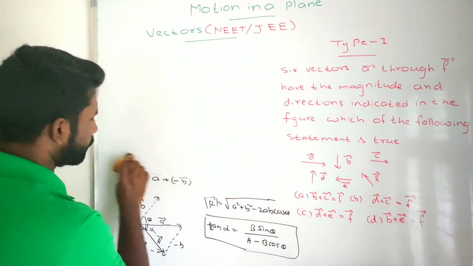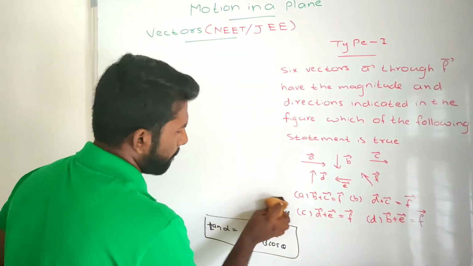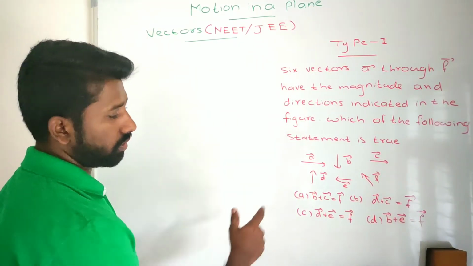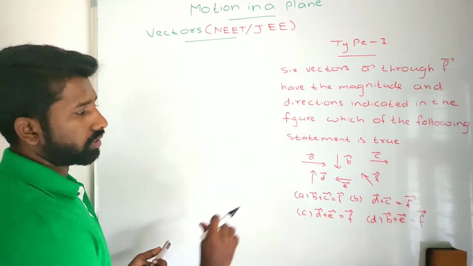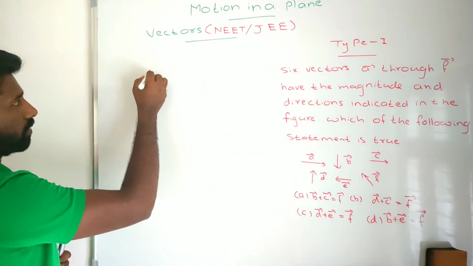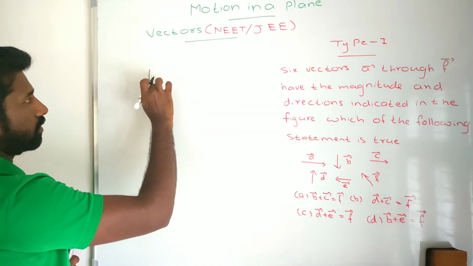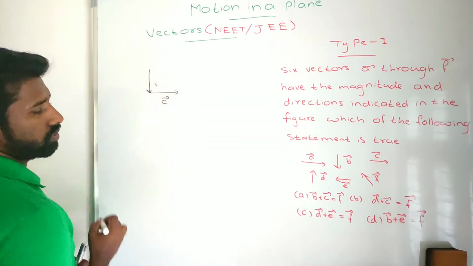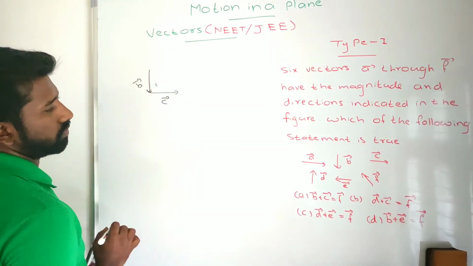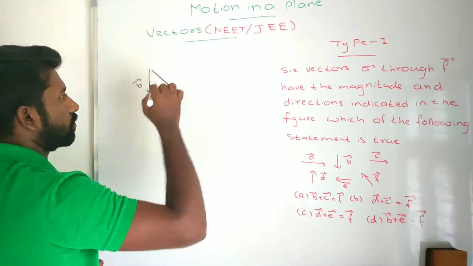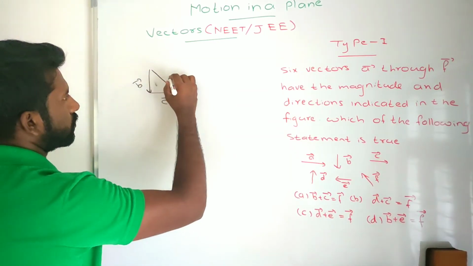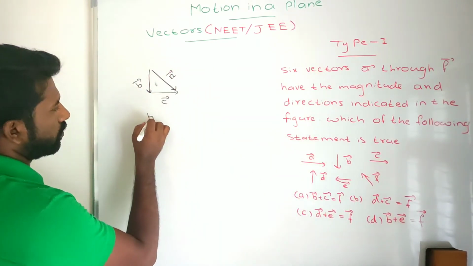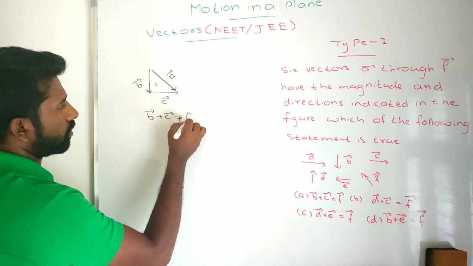Look at the first statement. What is the first statement? B vector plus C vector is equal to F vector. Based on vector addition, we will check. What is the direction of the B vector? B vector is like this. What about the C vector? C vector is like this. So what about the resultant? Based on the triangular law, this is the resultant. But this R is not equal to the F direction. So B plus C is not equal to F.